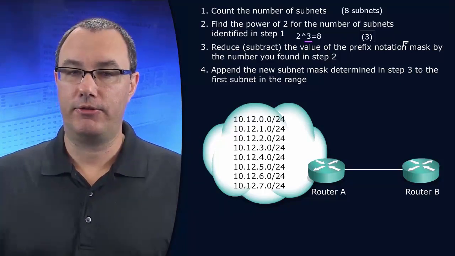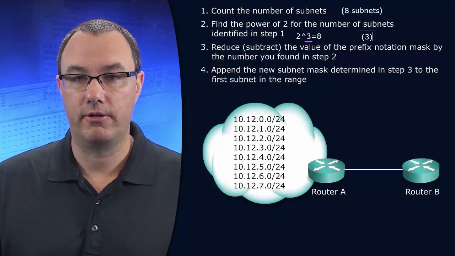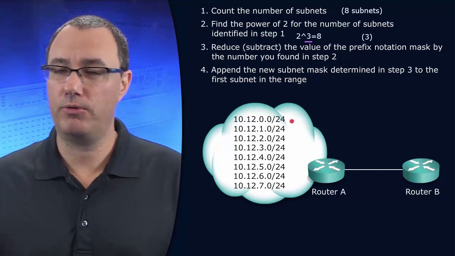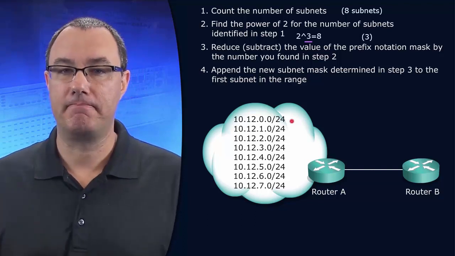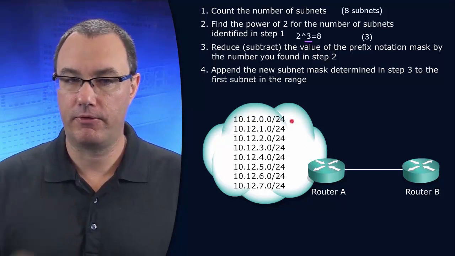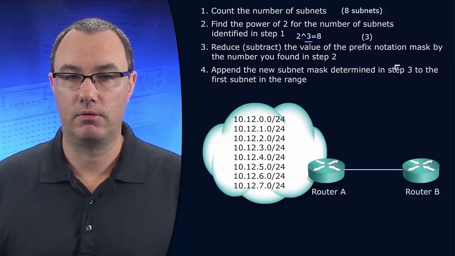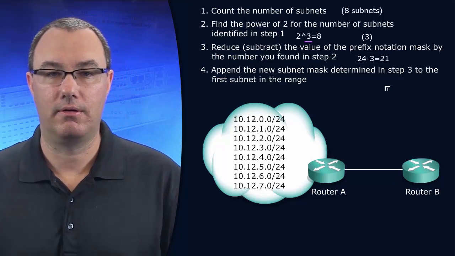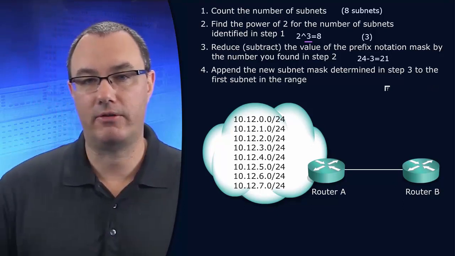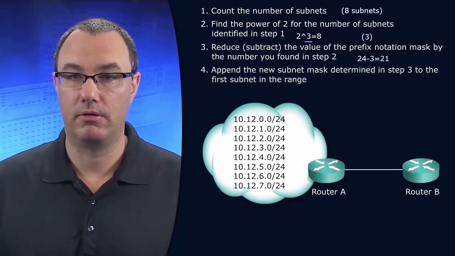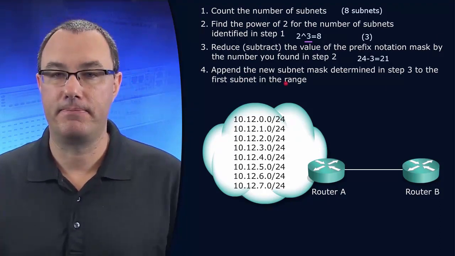Now all we need to do is reduce the mask of the member subnets. We reduce the mask by that power of 2 number that we found. So we're reducing from 24, that's the original, minus 3 equals 21. That's the new mask. And step 4, append that new mask to the very first subnet.